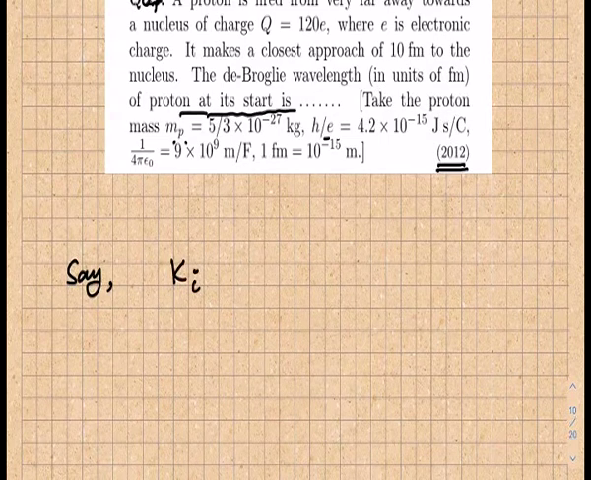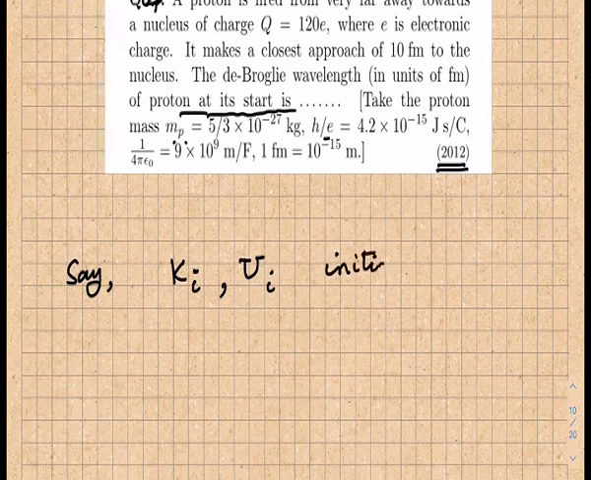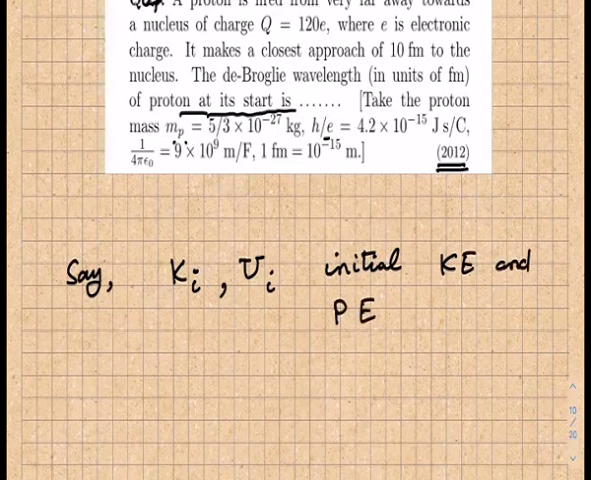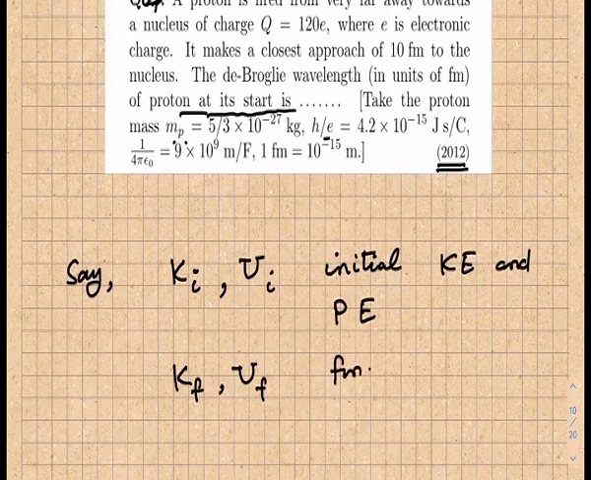Initial kinetic energy is Ki and initial potential energy is Ui. So these are your initial kinetic energy and potential energy, and let's say Kf, Uf are the final kinetic energy and potential energy.